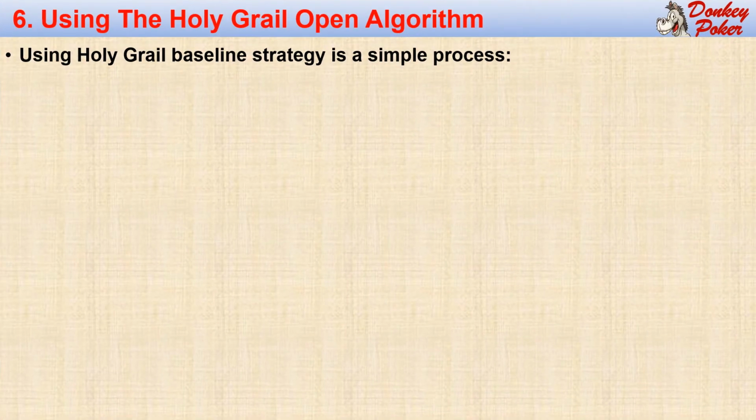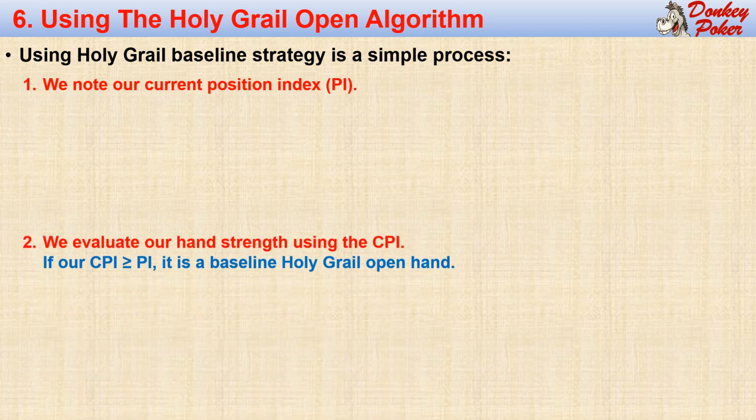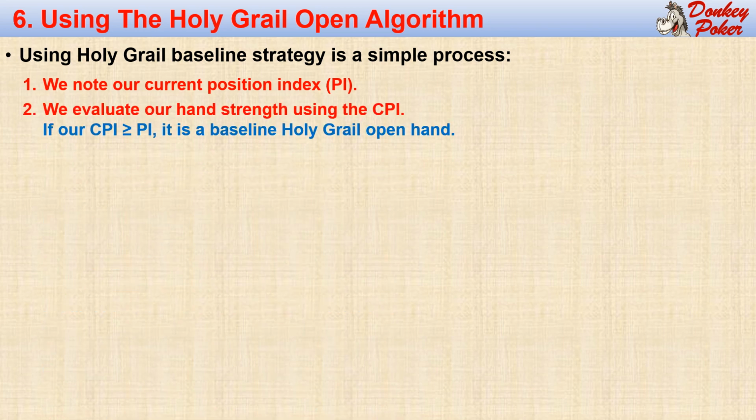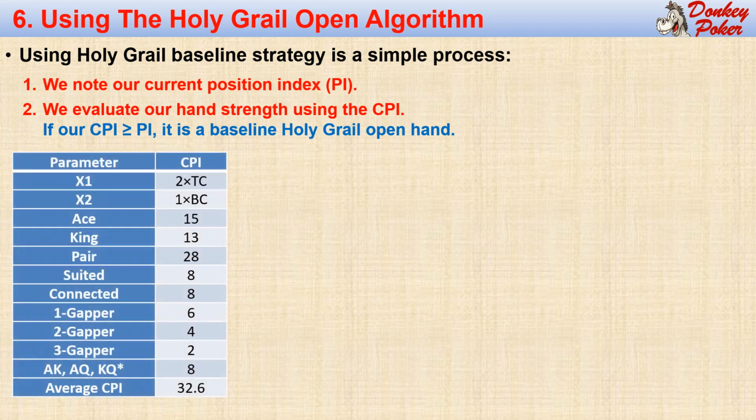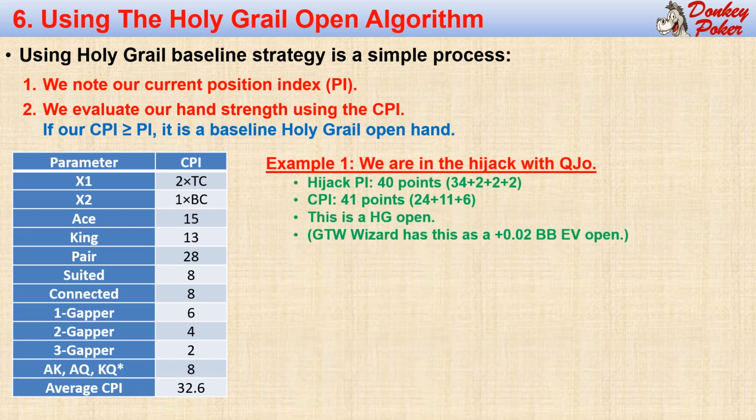Using the Holy Grail baseline strategy is simple. First, we note our table position, which establishes our position index. We can do this even before our hand is dealt, so we know in advance how strong our hand must be to open. Once we see our hole cards, we evaluate their strength using the CPI algorithm shown here, which we have already memorized. If our hand CPI is at least as big as our position index, we have a GTO open hand. Let's look at two examples.